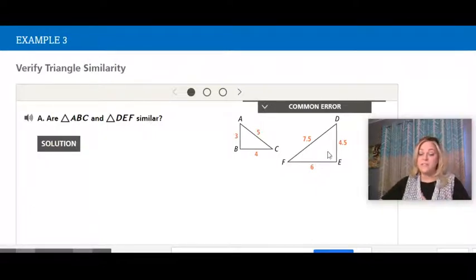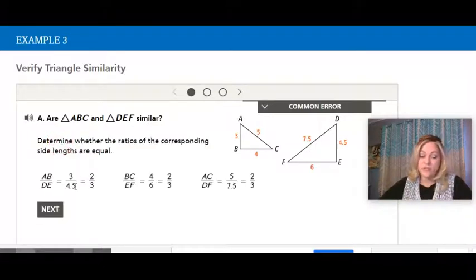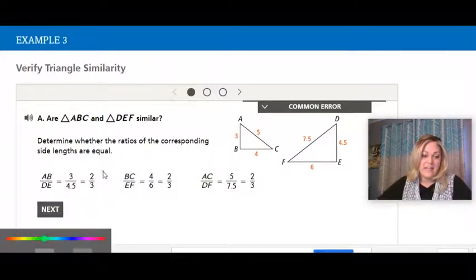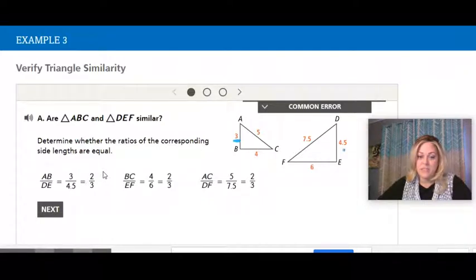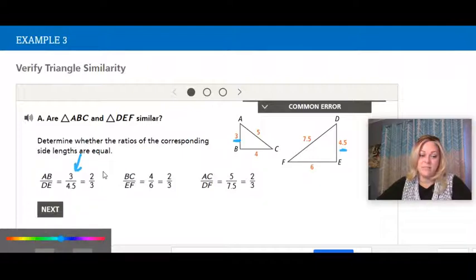So look, all three sides are given. So you need to figure out, is the scale factor from one corresponding side to the next congruent to all three sides? So let's look at this solution. First, you set it up. So again, you can color code. And honestly, sometimes color coding is the best way. This 3 matches up with the 4.5. Notice that's that first fraction.